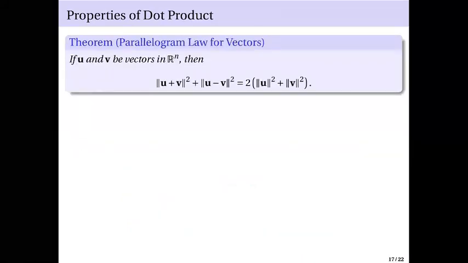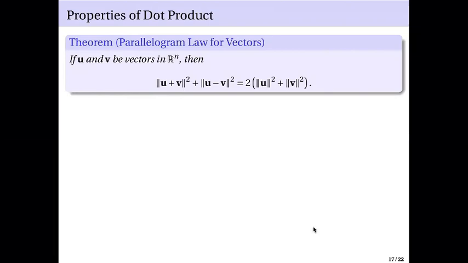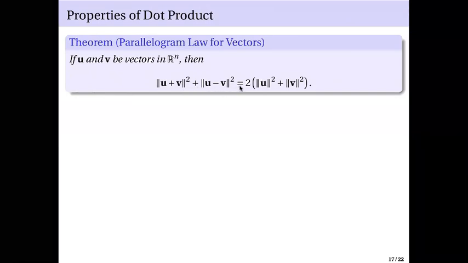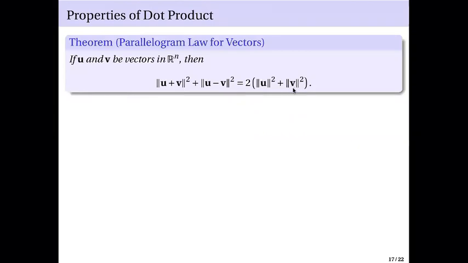Another big theorem or property here, the parallelogram law for vectors. Okay? So if u and v are vectors in Rn, then the magnitude of u plus v squared plus the magnitude of u minus v squared is equal, take note of that, to 2 times the magnitude of u squared plus the magnitude of v squared. And the negative just disappears. It looks like it disappeared, but not really.